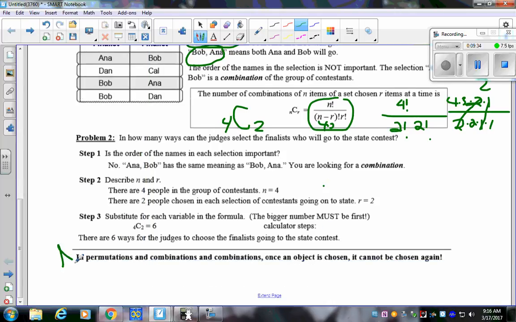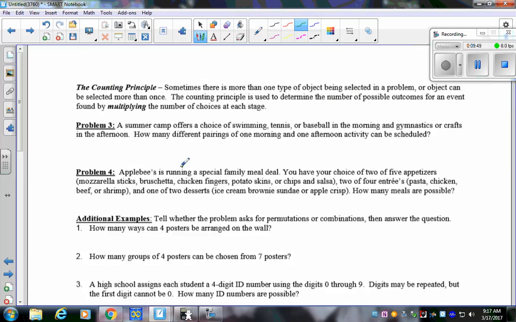Now, important to know that in permutations and combinations again, once an object is chosen, it cannot be chosen again unless specifically specified. But if it's just a regular old 4 pick 2, if you're picked, you can't be picked again. Okay, so the last thing we're going to talk about before some practice is the counting principle.